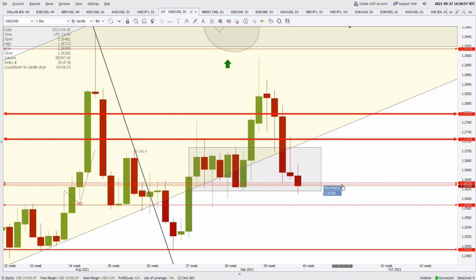1.2586 in the US dollar against the Canadian dollar. And if it is able to make a close below 1.2586, then we can see 1.2493 also in this market. On the contrary, if we see that the price is able to close higher than 1.2633, that will indicate that 1.2724 is also possible in this market.